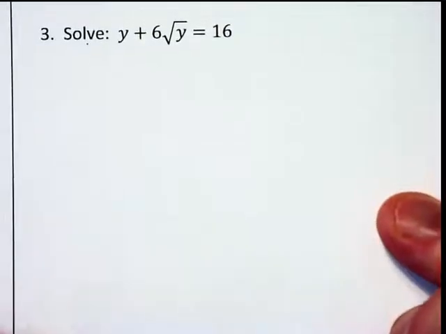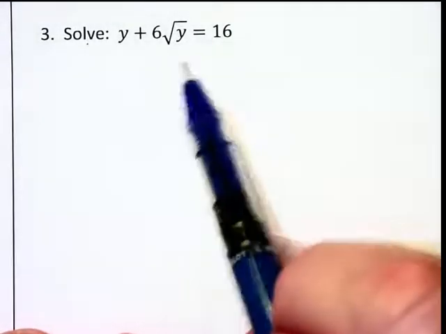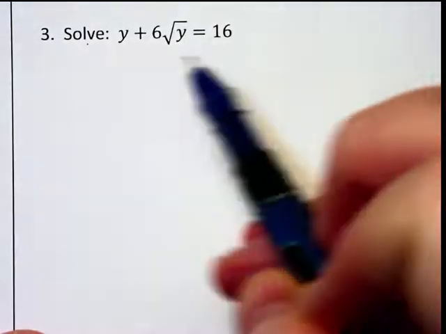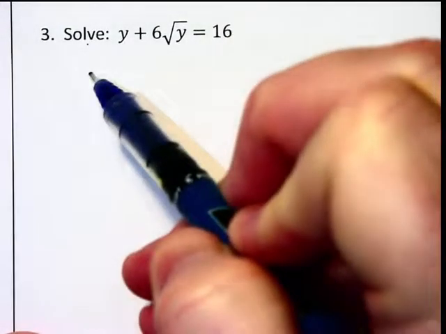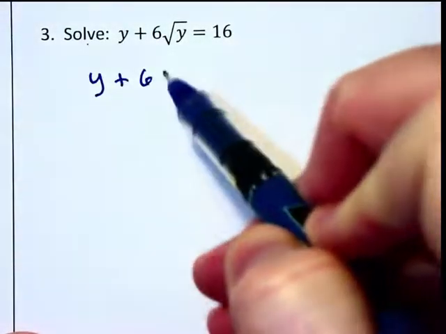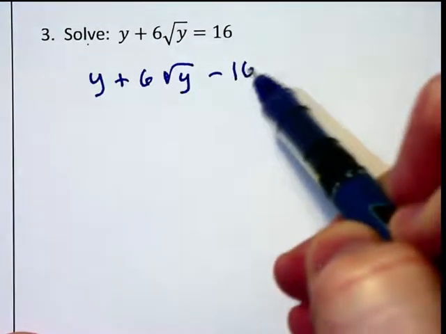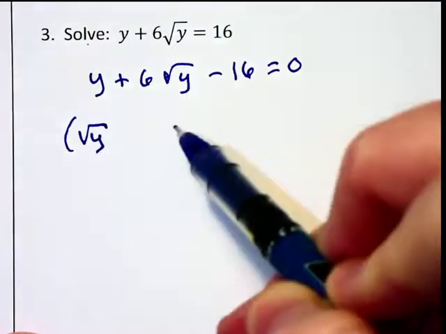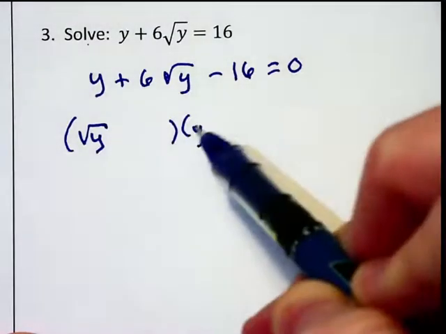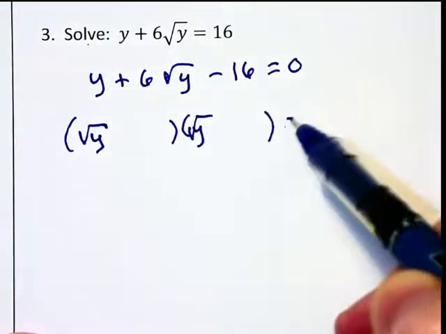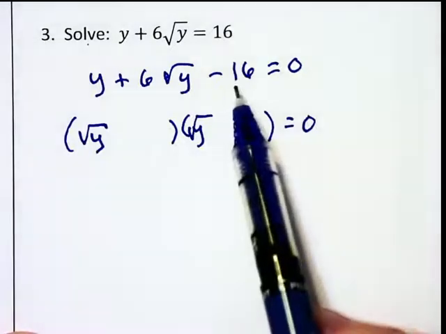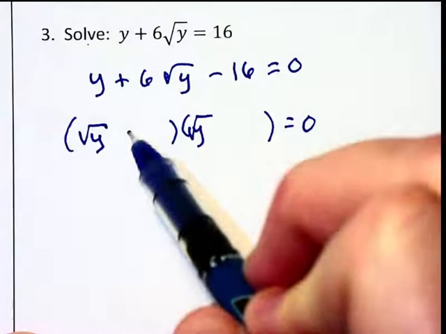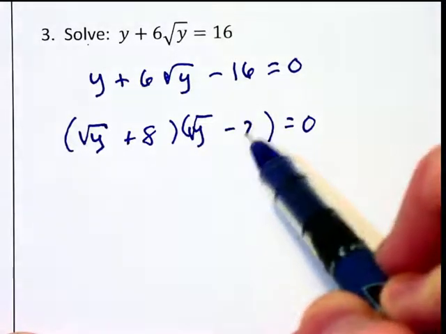Now, even though we don't see fractional exponents here, we can solve this problem by factoring, but first we want to set it equal to 0. Let's rewrite this as y plus 6 root y minus 16 equals 0, and then we're going to factor this with a square root of y at the beginning of each parentheses. Now the two numbers that multiply to -16 and add up to 6 are going to be +8 and -2.